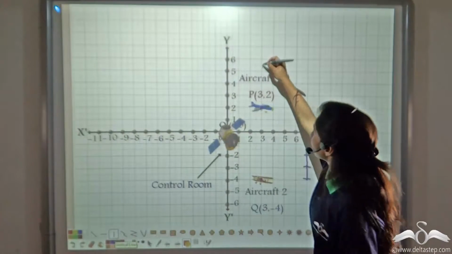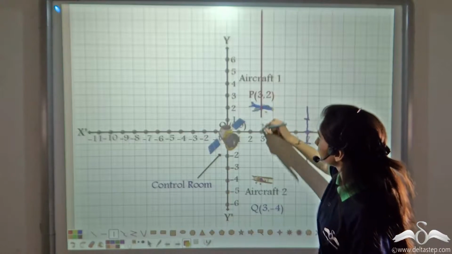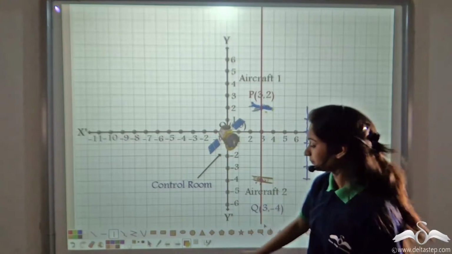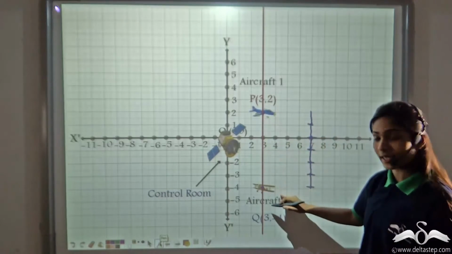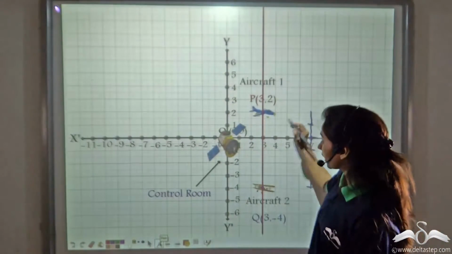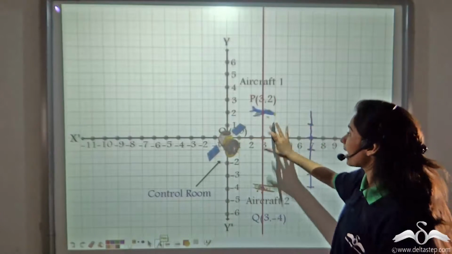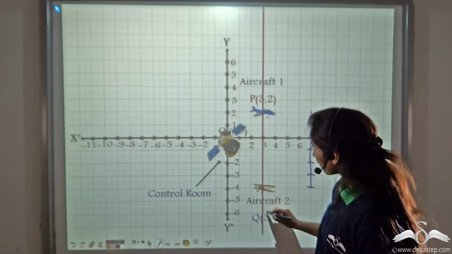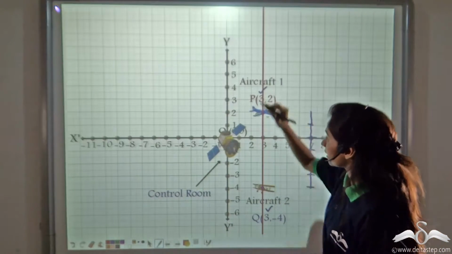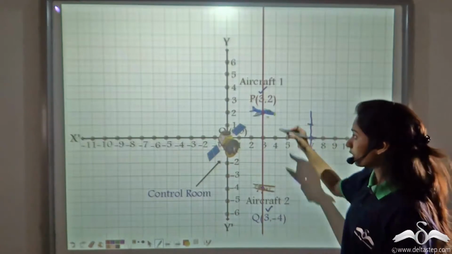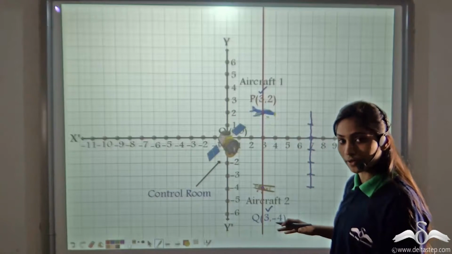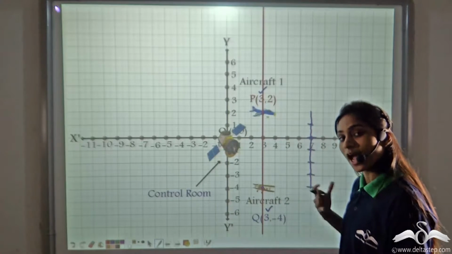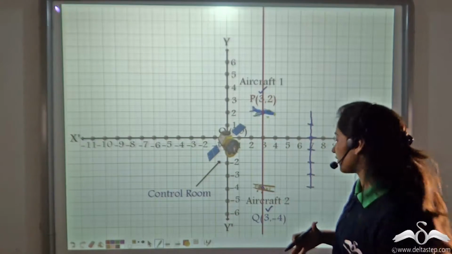Now if I say draw a line here, then you can see that both the aircrafts are in a straight vertical line. Being in a straight vertical line that is parallel to the y-axis, their x coordinate is same. See 3 and 3 here. Only the y coordinates differ. So what you can do is directly subtract the y coordinates of these both aircrafts and you will get the answer. Let's see whether we get it.